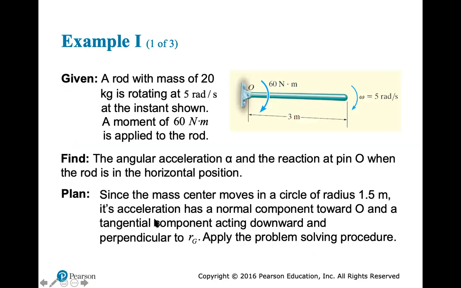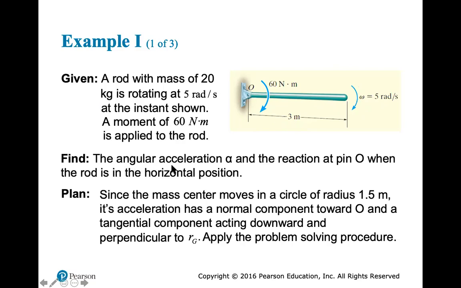All right, so we come to our first example. Pretty simple. This is something we can and probably did do in Physics 1. We have a pinned point, and we have a rod that extends out 3 meters from the wall. They tell us that there is a moment applied at the pinned point, and we're told that it is currently moving with this angular velocity.